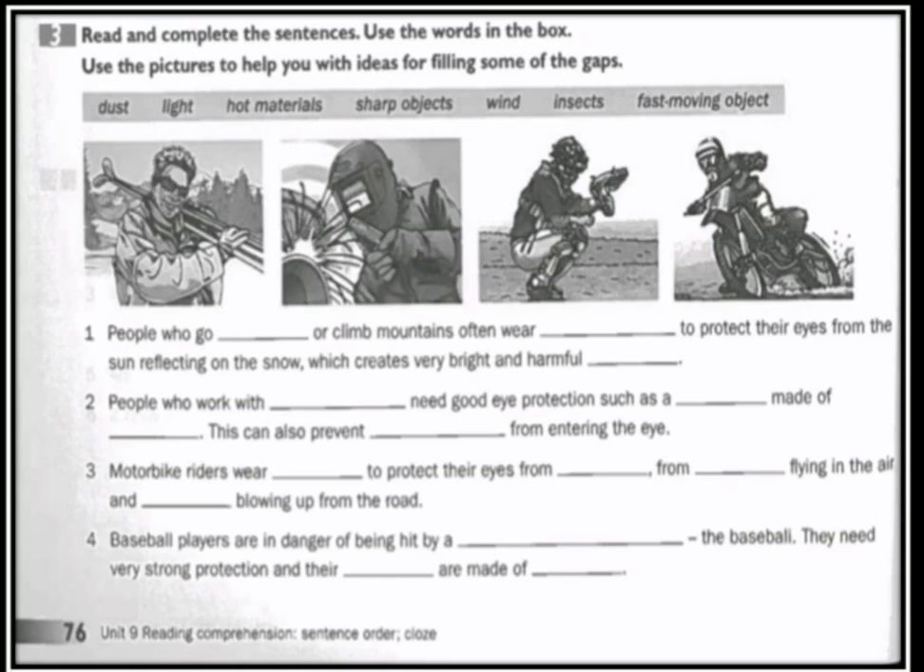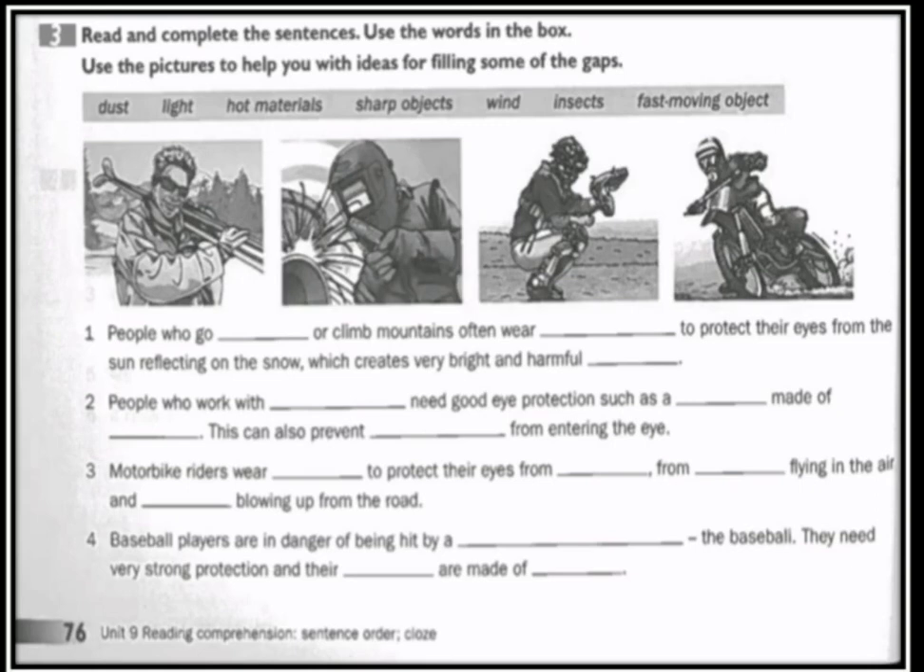Like the visor, it is made of thick plastic. This can also prevent sparks from entering the eye. Number 3, motorbike riders wear goggles.